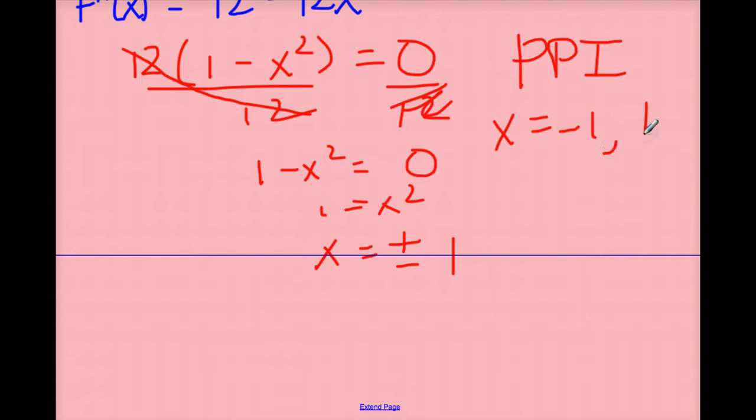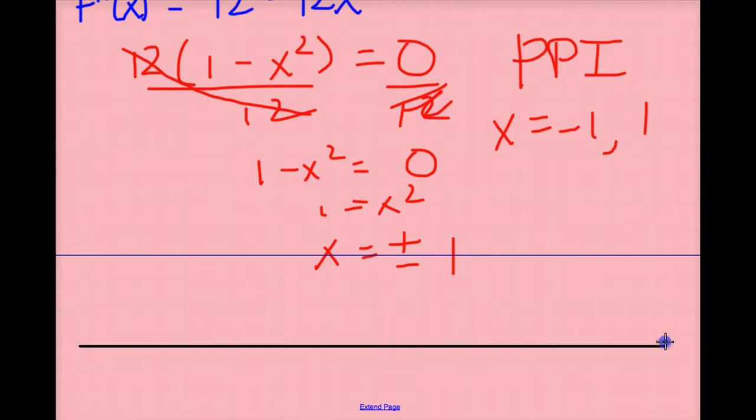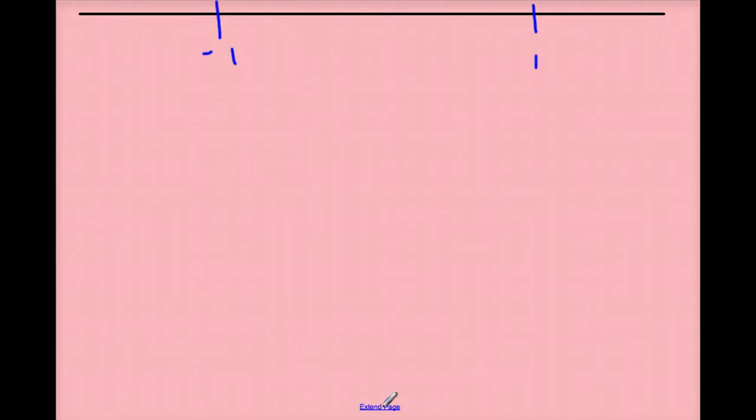Let's do the same thing we've done for the first derivative test. I'm going to draw a number line, and then put my possible points of inflection in order: -1 and +1. Then I'm going to use test points: let's do -2 over here, 0 over here, and +2 over here. If this is a second derivative test, where should I plug these test points in? Correct, into my second derivative.